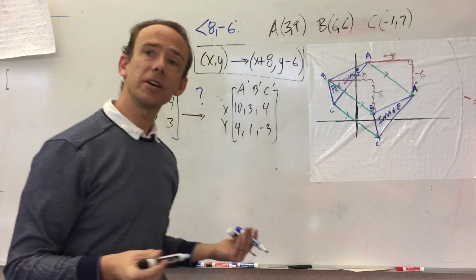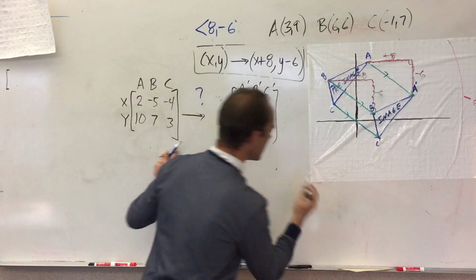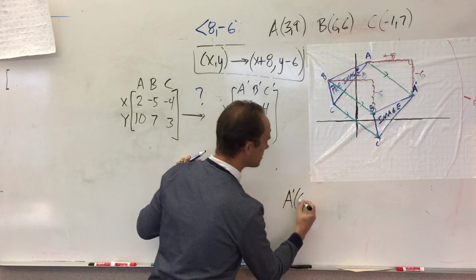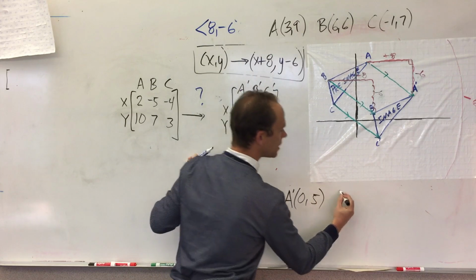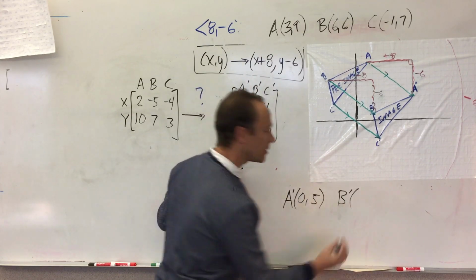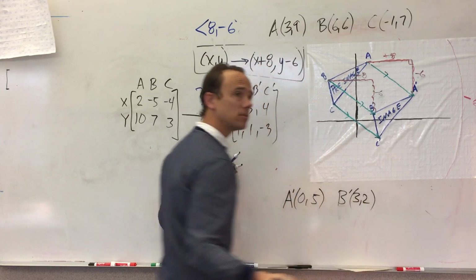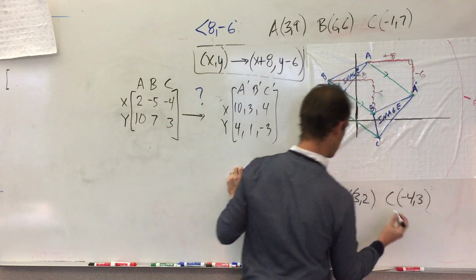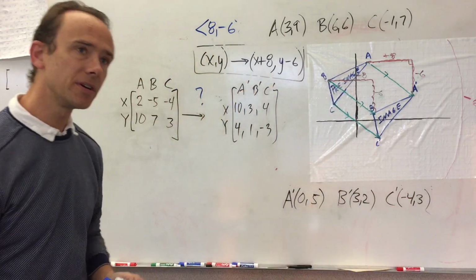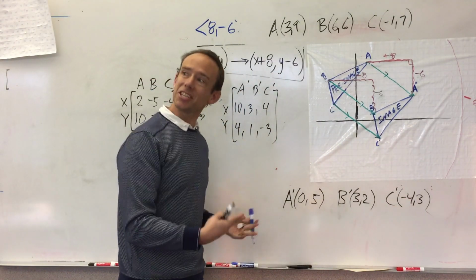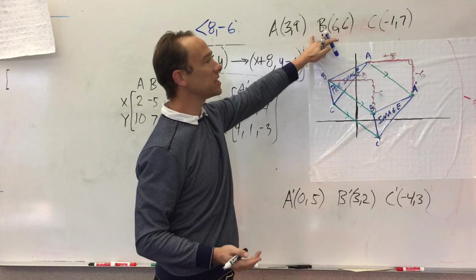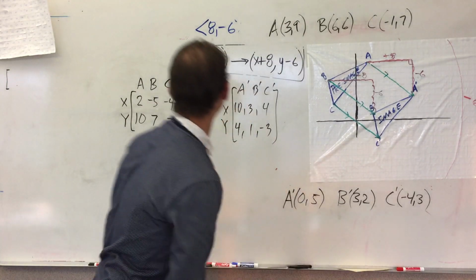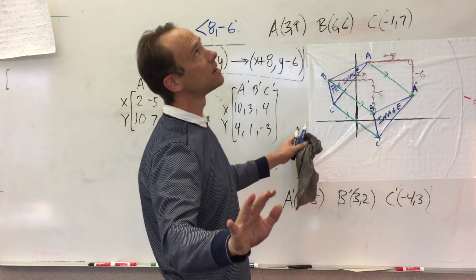So that's going to be the pre-image before the transformation. After the transformation, I'll put that down here. A prime is going to be at 0, 5. B prime is going to be over there at 3, 2. And C prime is going to be at -4, 3. So the question to you is, describe the translation that takes triangle ABC and maps it on top of A prime, B prime, and C prime. Hit pause and good luck.